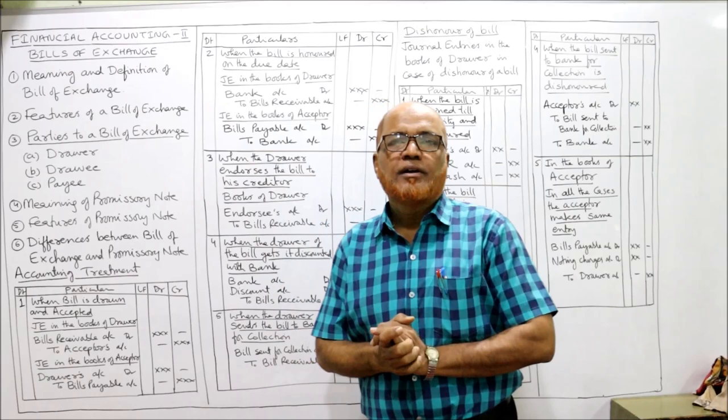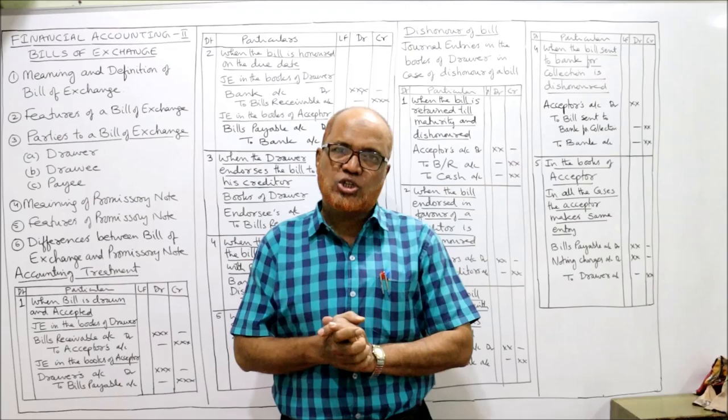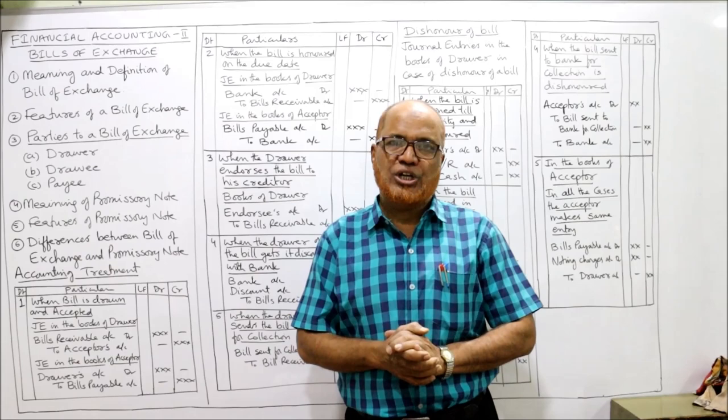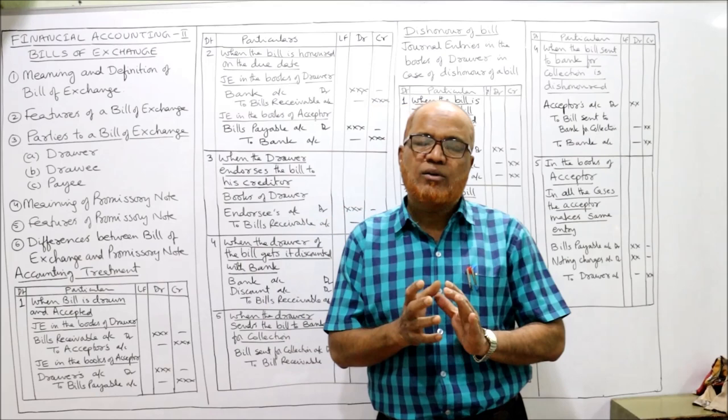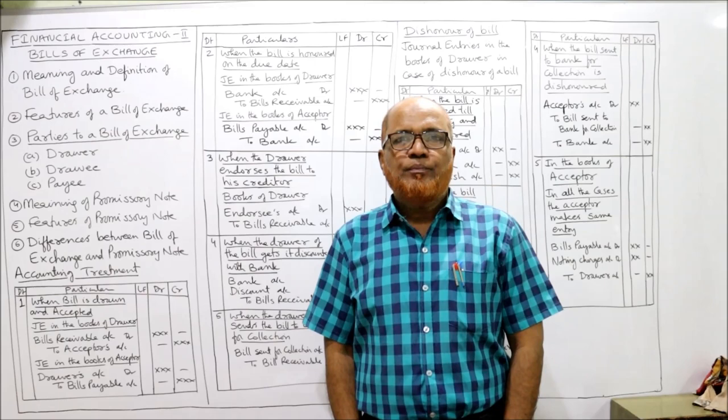So already we have discussed some topics in this financial accounting tool. We have completed joint venture. We have completed accounts of non-profit organization. Now we are going to start the new topic, that is bills of exchange. Hope my viewers already have watched the chapters joint venture and non-profit organizations and got a good command on these two chapters. Now we are going to start the new topic, bills of exchange. So watch the video till the end to get the maximum benefit.